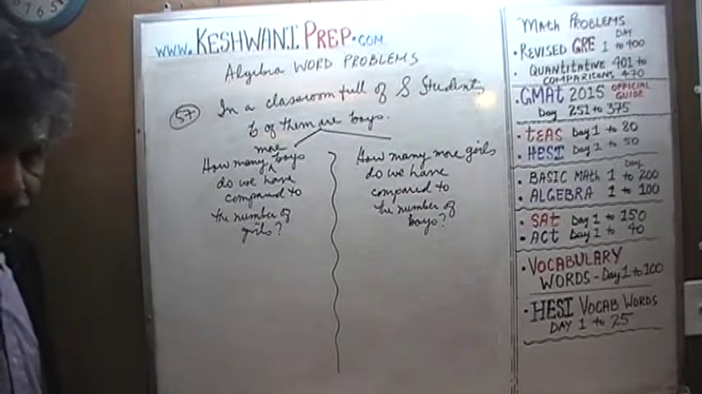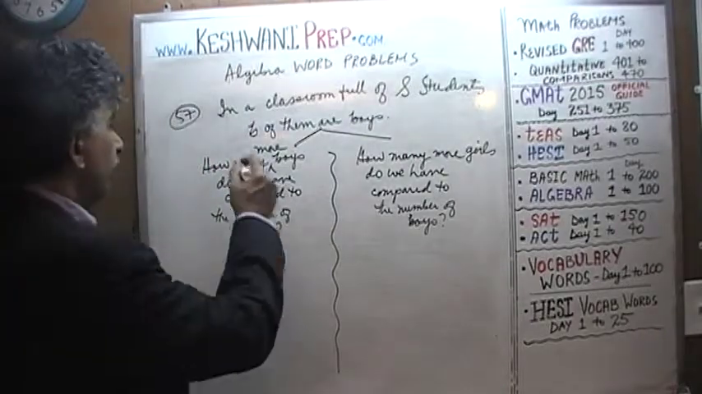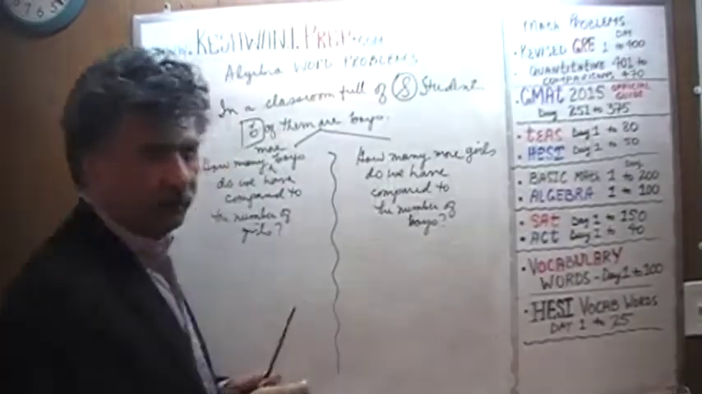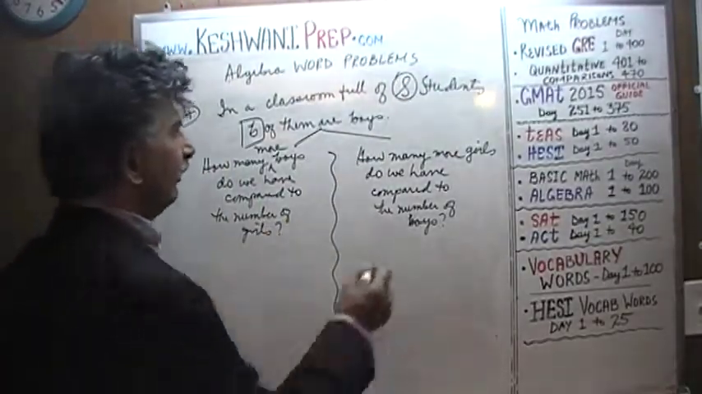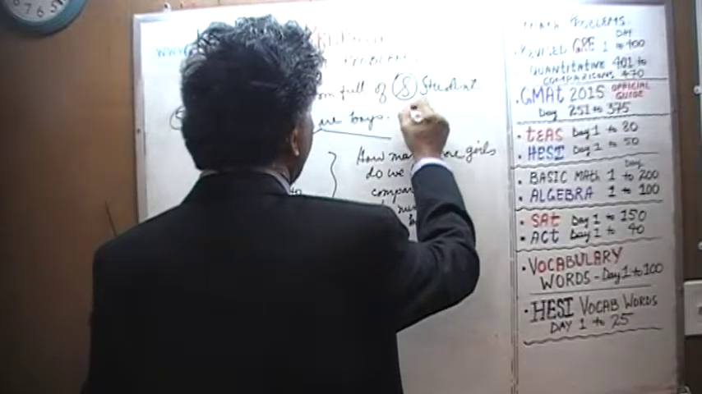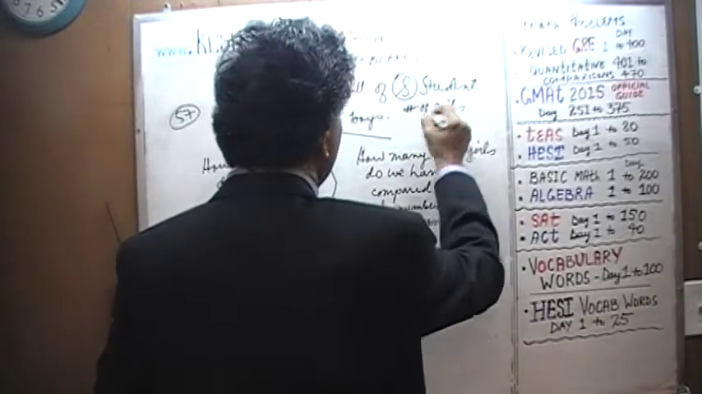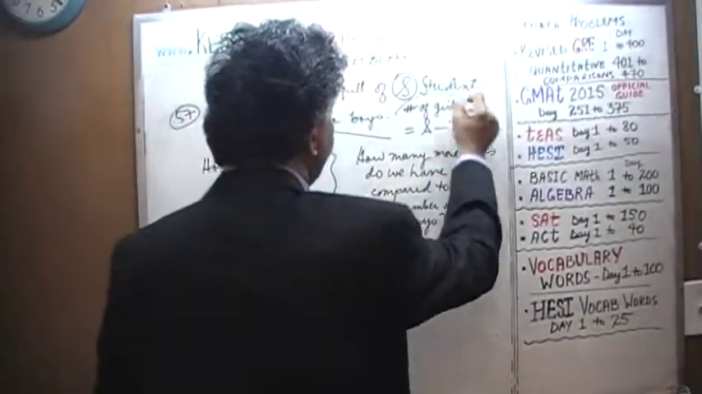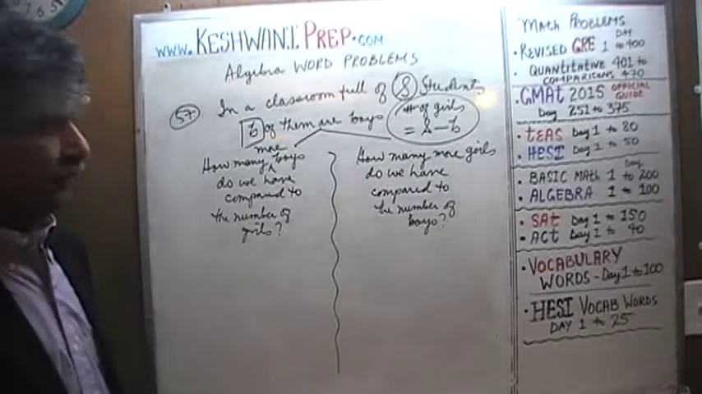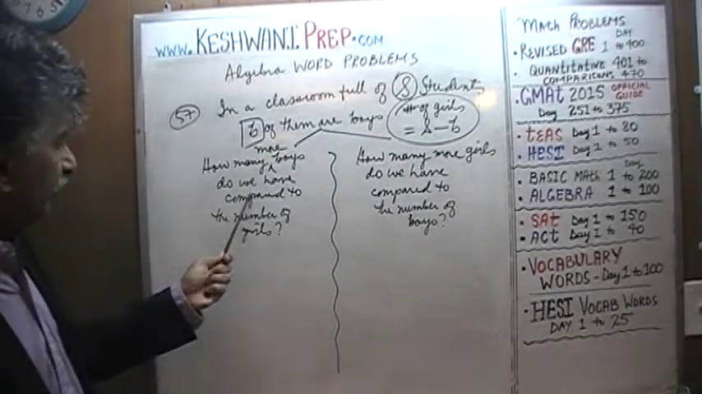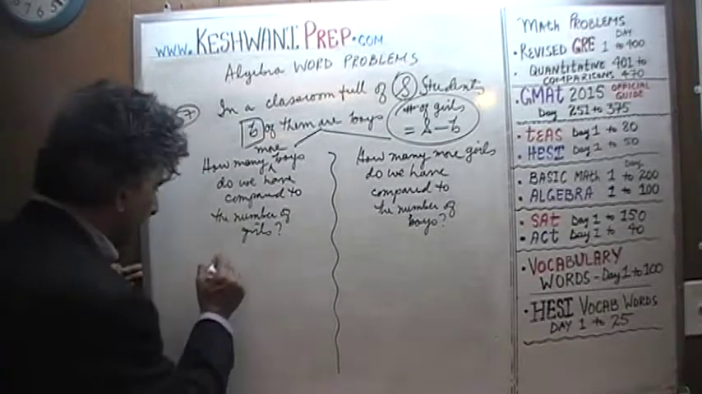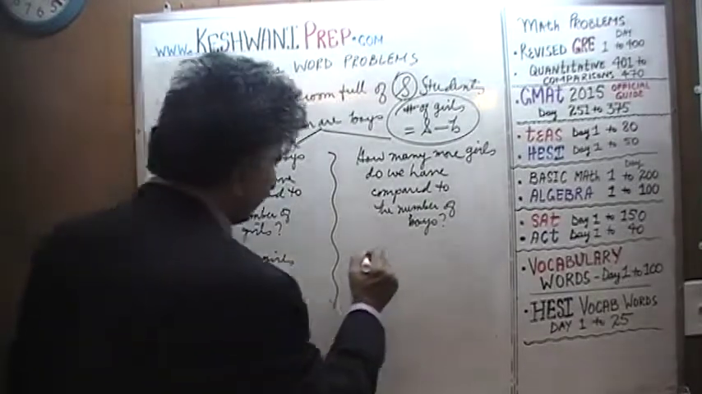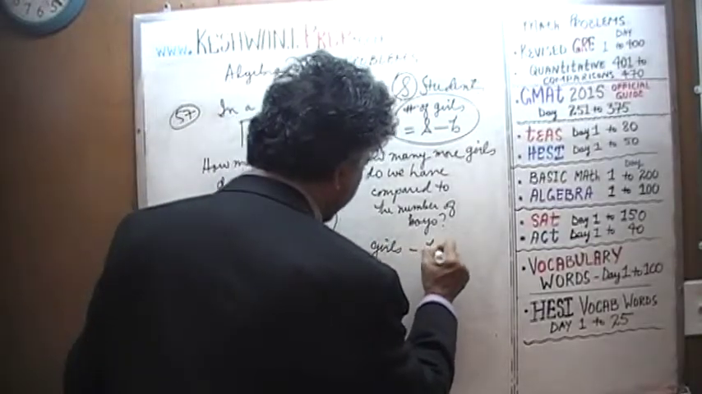Well, how many boys do we have? That's pretty straightforward. We are told this is how many boys we have, B, number of boys. This is the total number of students, S. If this is the total and this is the number of boys, that implies that the number of girls must equal the total number of students minus the boys, S minus B. That's the total number of girls. How many more boys do we have compared to girls? So we take the number of boys minus girls. And here, we'll do just the opposite, number of girls minus the boys.